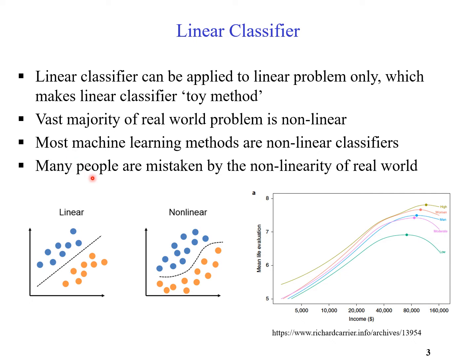And finally, many people are actually mistaken about the non-linearity of the real world. Many people still believe many real-world problems are linear problems. In this picture here, which shows the relationship between income and happiness, obviously the relationship is non-linear, as we can see here. So sometimes people are mistaken about the non-linearity of the real world.